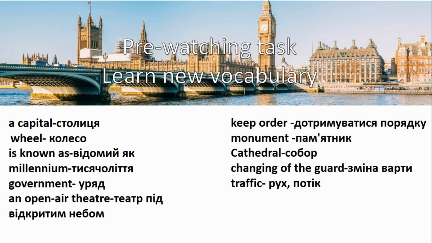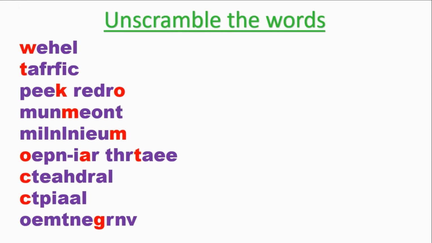Before going on watching the video, let's do a few tasks. Look at the screen. You see the vocabulary, but they are scrambled. Your task is to unscramble them and try to guess the words. For example, look at the first word. What is it? It's a wheel. Okay? So, now you've got 2 minutes to do the task.